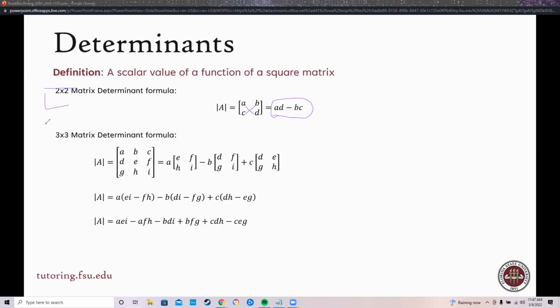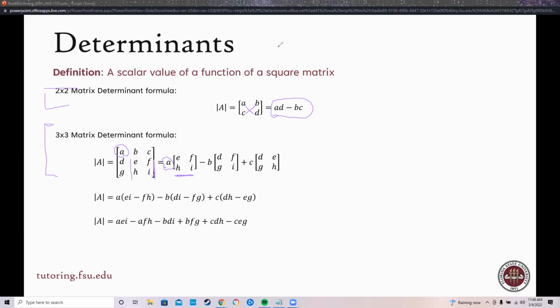For a 3x3 matrix determinant, we have to employ an additional step because there's one more term. The way this goes is you take the first top element and then you multiply this top element by the determinant of this smaller 2x2 matrix. So as you can see, I have A here times the determinant of the square matrix for these two columns.